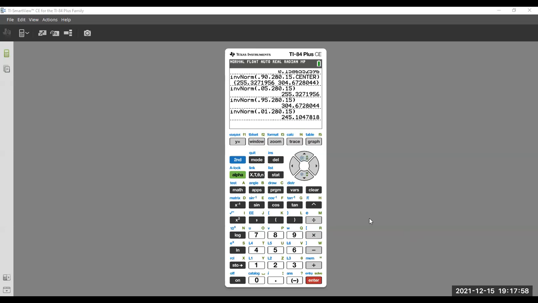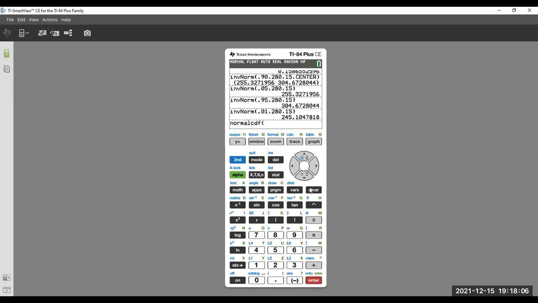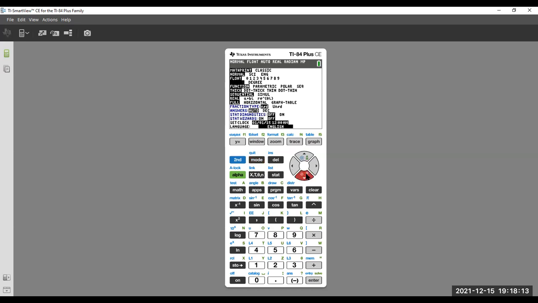Okay. So I'm looking for a probability distribution. Normal CDF. And actually on this one, I really want to go back to my stat wizard, because I can emphasize that standard deviation formula.